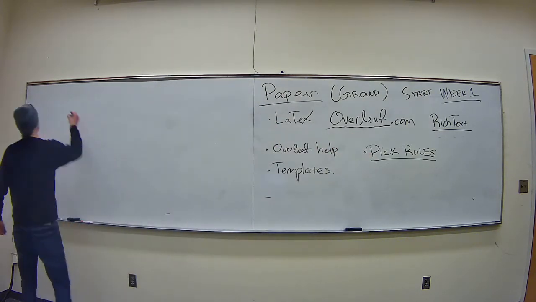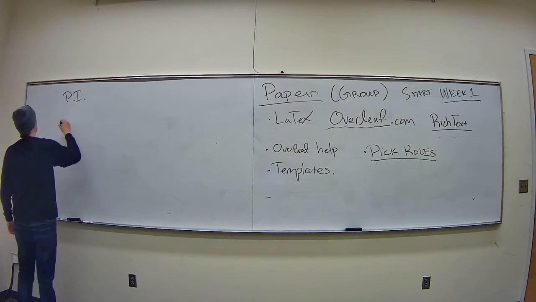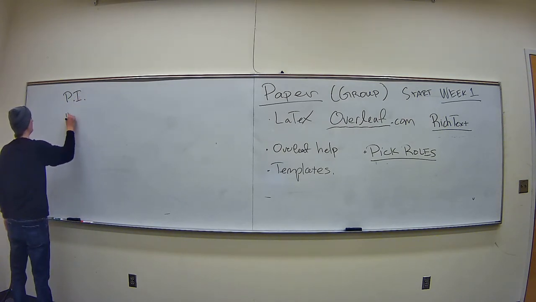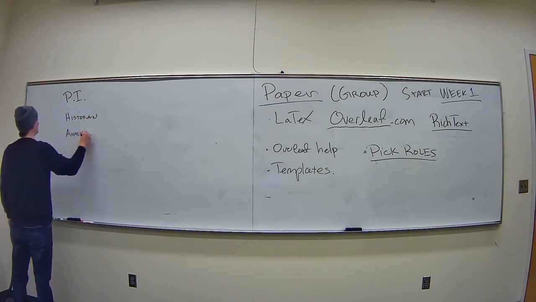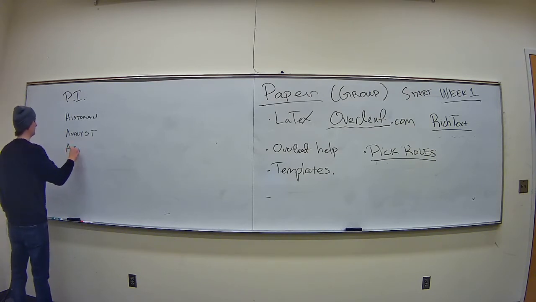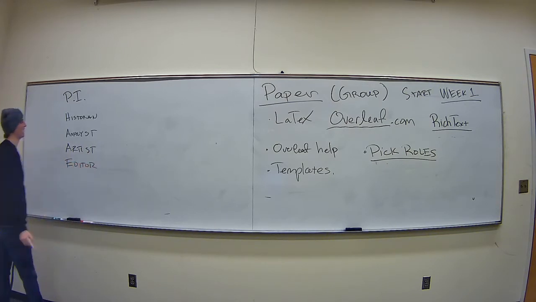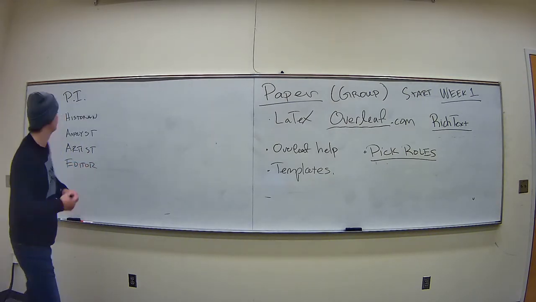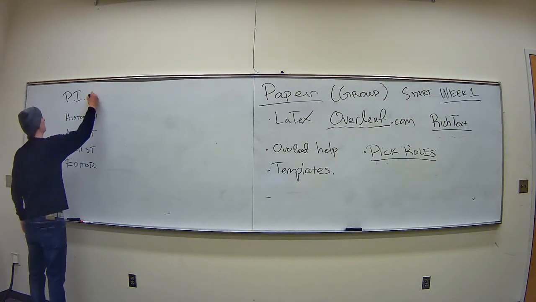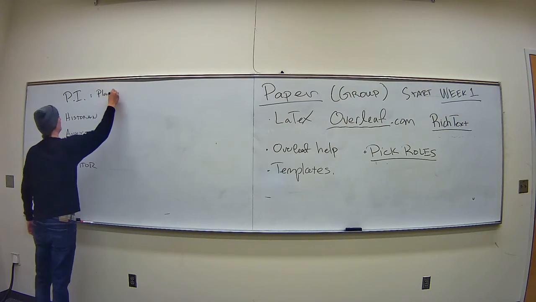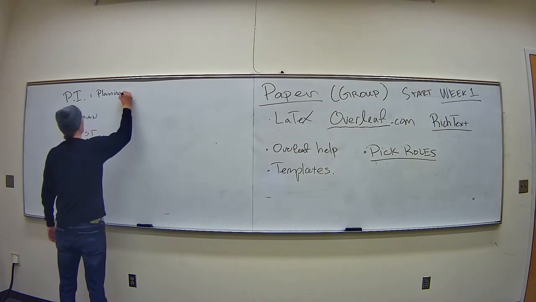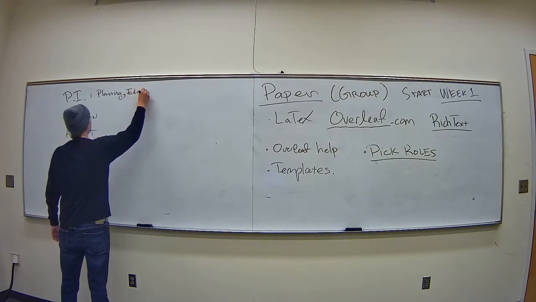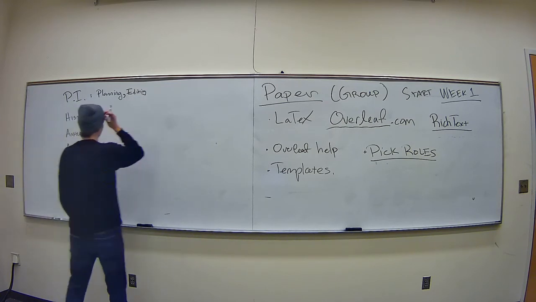So the roles are going to be: I have one role being the PI. You can only have one PI. You can be a historian. You could be an analyst. You could be an artist. You can be an editor. Each of these roles, the PI, you will be responsible in this paper for most of the planning, and shared editing with an editor, basically.